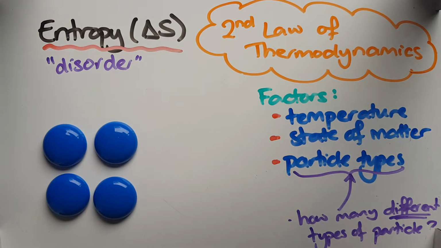So particles are, I hate to personalize them, but are trying to get into a more disordered state that would generally be spontaneous, so happen on its own. So what makes things become more disordered? An increase in entropy means things are becoming less organized. The first of these factors is temperature.